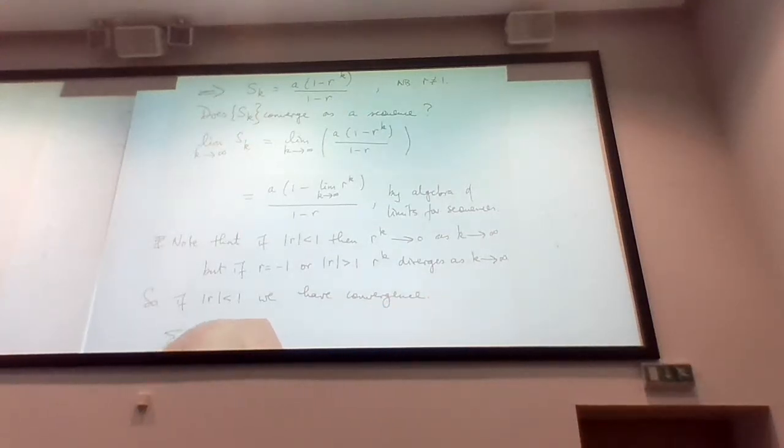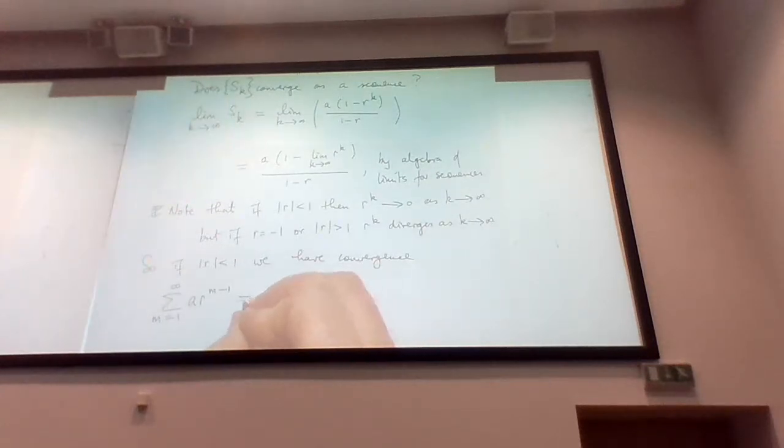And we can say that the infinite sum of the geometric series, which by definition is the limit of the partial sums, that's going to be a over 1 minus r. It's because the limit of r to the k is 0.